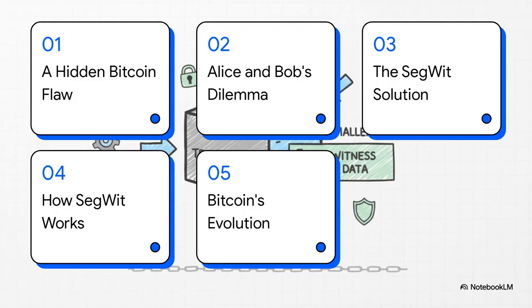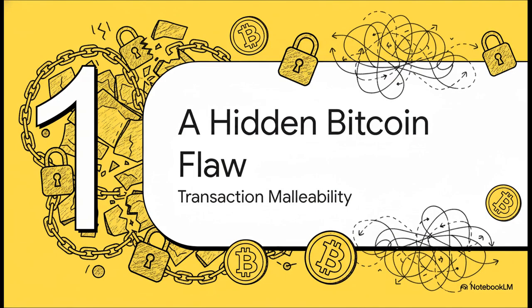All right, so here's our game plan. First, we're going to uncover this hidden flaw in Bitcoin's design. Then, we'll see how it could be exploited in a real-world scenario with our old friends Alice and Bob. After that, we'll introduce the hero of our story, the SegWit solution. We'll break down exactly how it works, and finally, talk about what it all means for the future of Bitcoin. Okay, so let's dive right in with this hidden flaw.